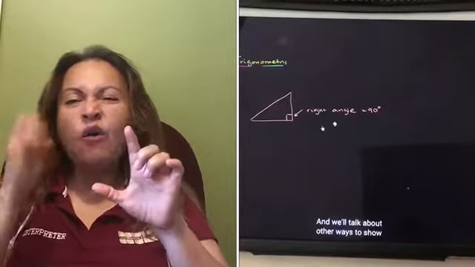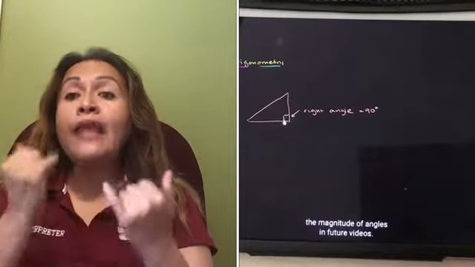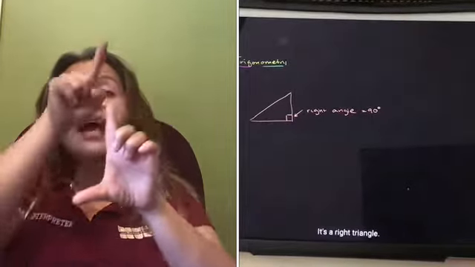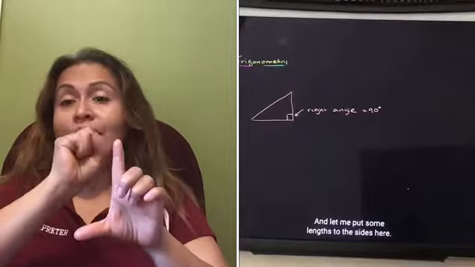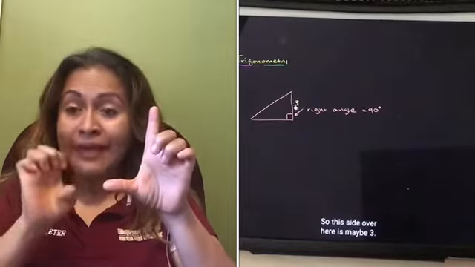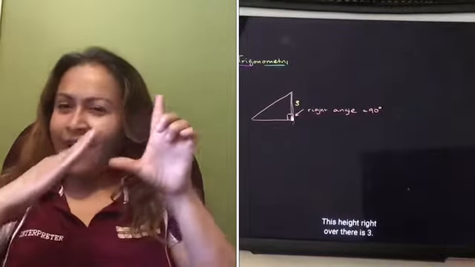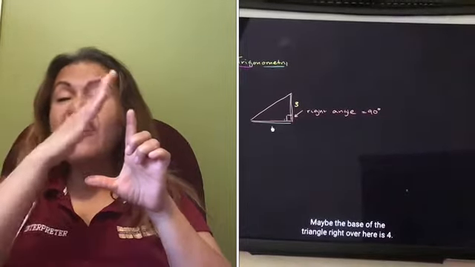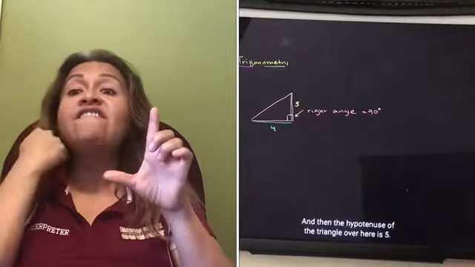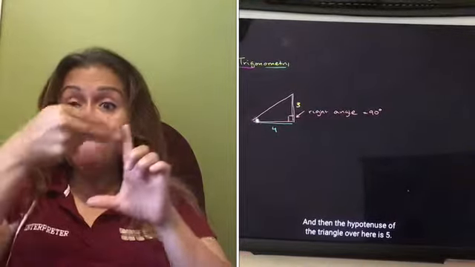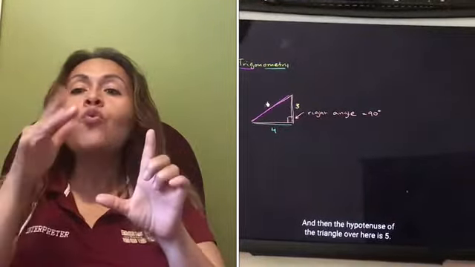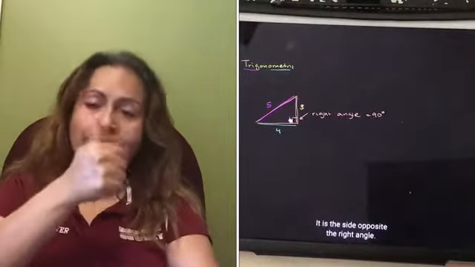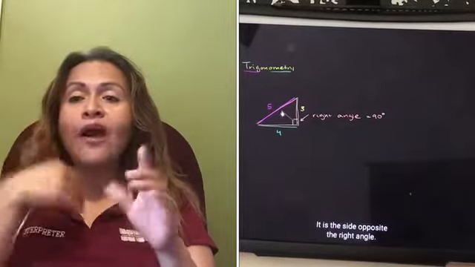It's a right triangle. Let me put some lengths to the sides here. This height right over there is 3. Maybe the base of the triangle right over here is 4. And then the hypotenuse of the triangle over here is 5. You only have a hypotenuse when you have a right triangle. It is the side opposite the right angle, and it is the longest side of a right triangle. So that right there is the hypotenuse.